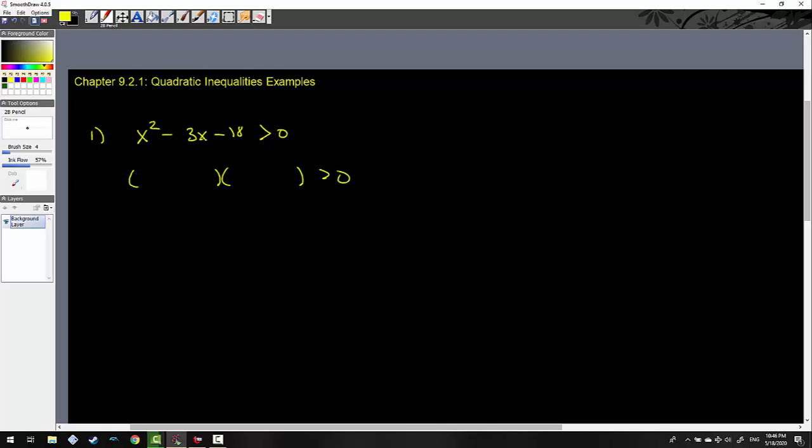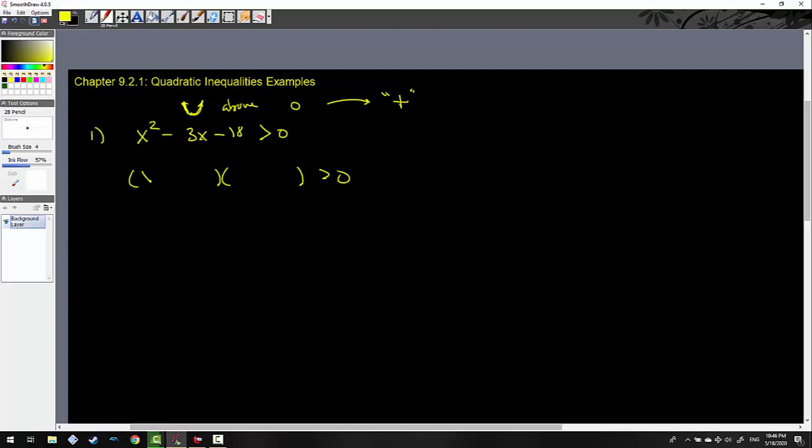And in my head, I'm already thinking, all right, I got a parabola here that's upward facing, and I want to know where it's greater than 0. Which means I want the parabola to be above 0. So what I'm looking for is all the intervals that are positive. So again, that's my battle plan for this problem. So let's go and just do it.